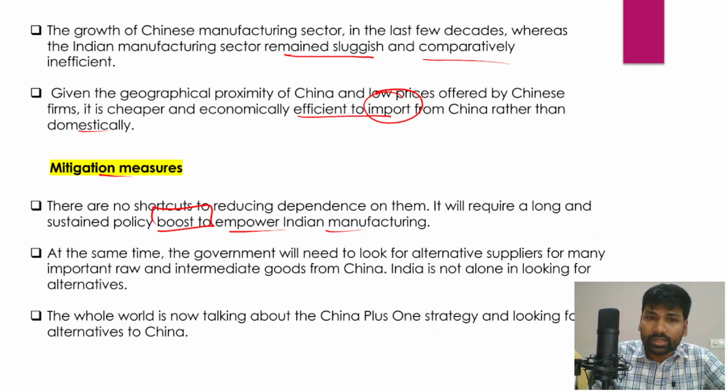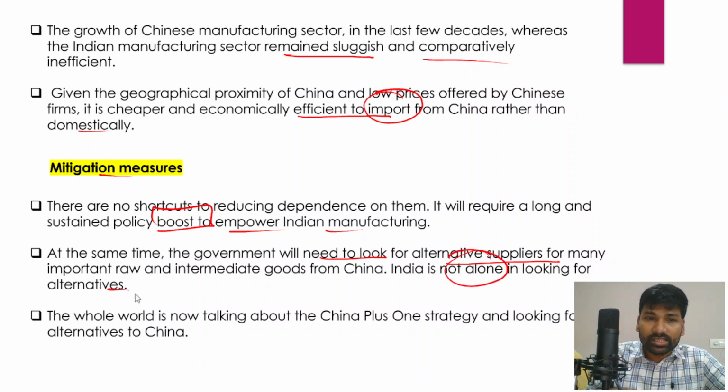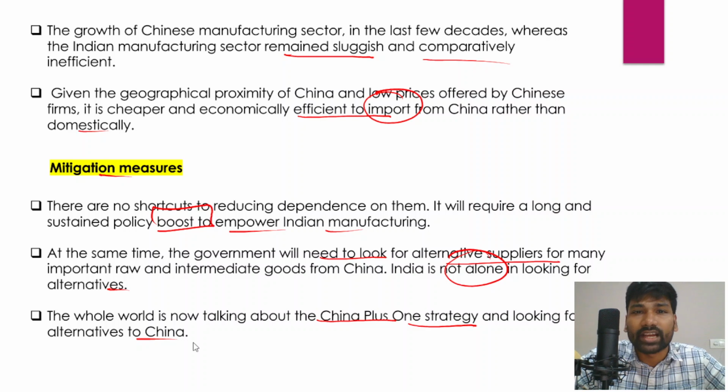At the same time, the government will need to look for alternative suppliers for many important raw and intermediate goods from China. India is not alone in looking for these alternatives, right? The whole world is now talking about the China plus one strategy and also looking for better alternatives to China as well.